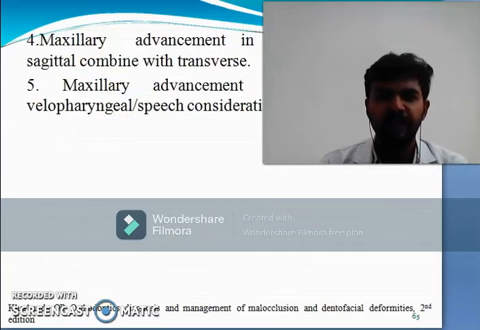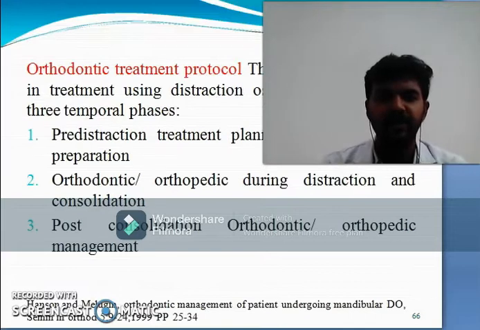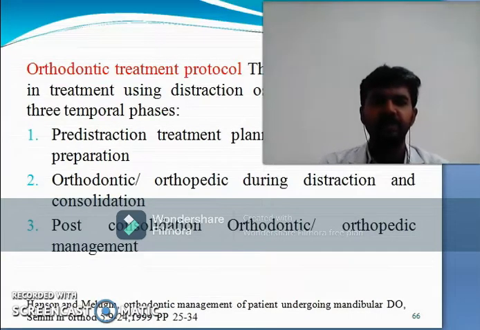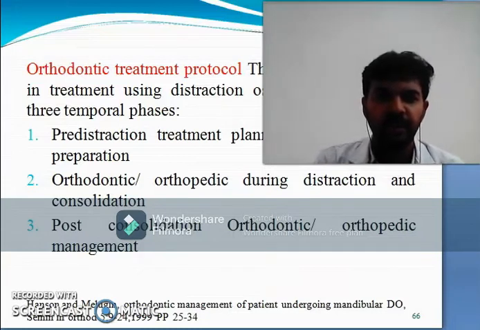Maxillary advancement in hypoplasia, sagittal combined with the transverse. Maxillary advancement in cleft lip patients. Velopharyngeal and speech consideration. Orthodontic treatment protocol. The role of orthodontics in the treatment using distraction osteogenesis falls into 3 temporal phases: pre-distraction treatment planning and orthodontic preparation, orthodontic or orthopedic consultation during distraction, and post-consolidation orthodontic and orthopedic management.